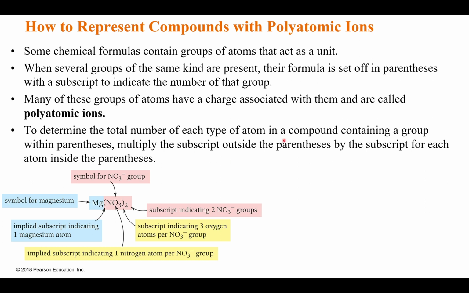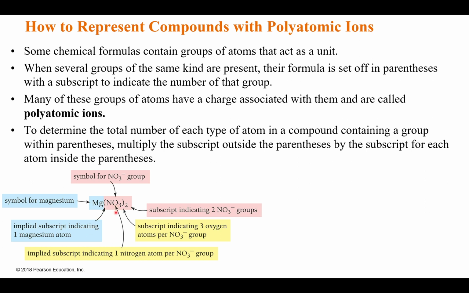In addition, some compounds are going to contain polyatomic ions, and we have to be careful with those polyatomic ions. In this case, we have magnesium nitrate. In magnesium nitrate, I have 2 nitrate ions, and don't worry about what that polyatomic ion is. Just focus on the use of parentheses here.